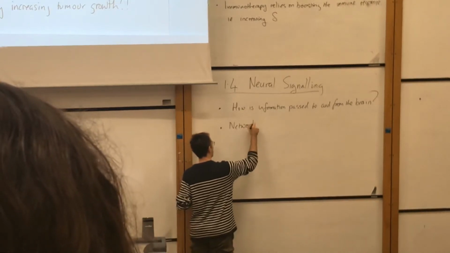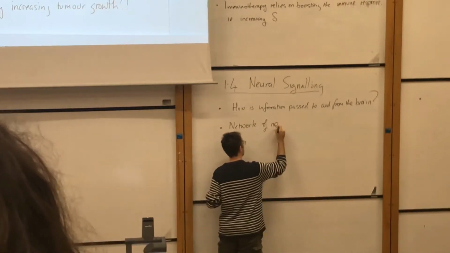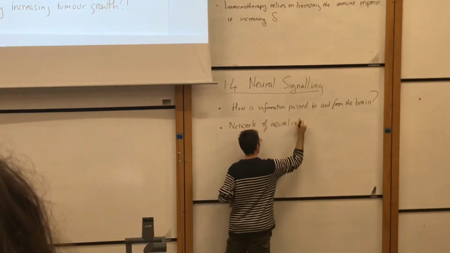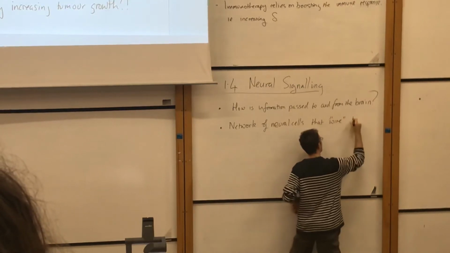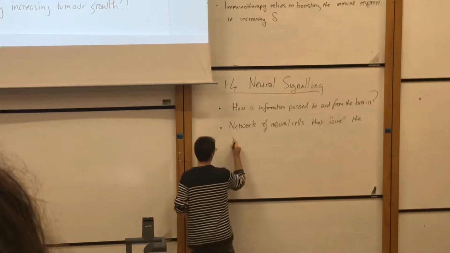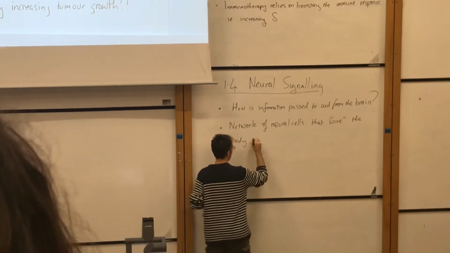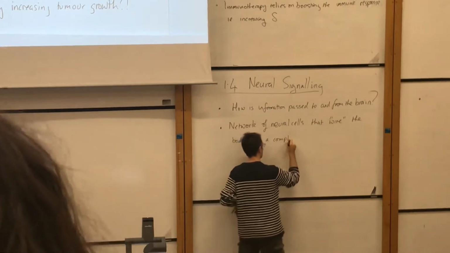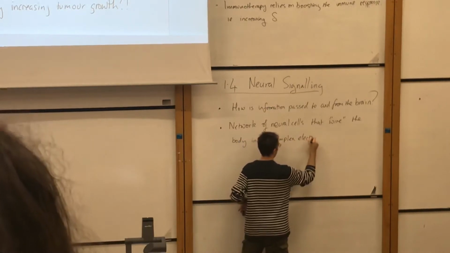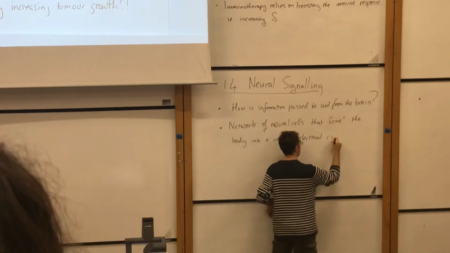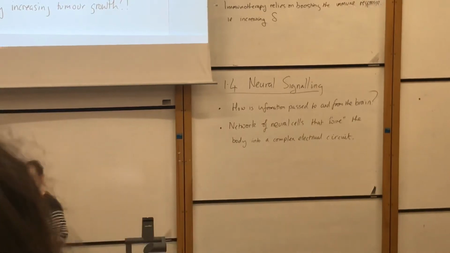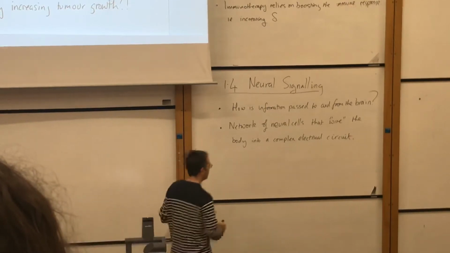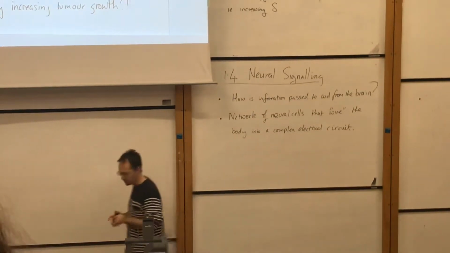So we've got a network of neural cells that wire the body into a complex electrical circuit. And signals are then passed to and from the brain or to and from different regions of the body by basically sending electric signals through this kind of electrical communication.